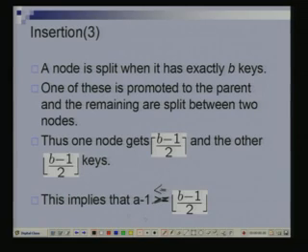You understand why this is coming? Because I am creating a node with (b minus 1)/2 keys. I have a requirement that every node have at least a minus 1 keys in it. So this quantity should be greater than or equal to a minus 1, because otherwise, if this was less than a minus 1, there would be a problem: the node that I am creating is not a valid node at all. Great.